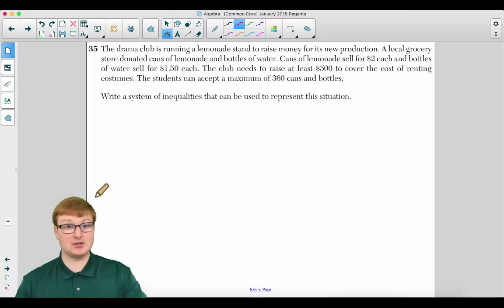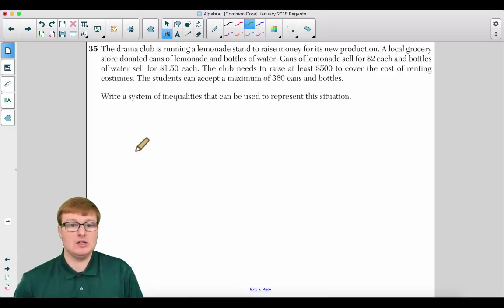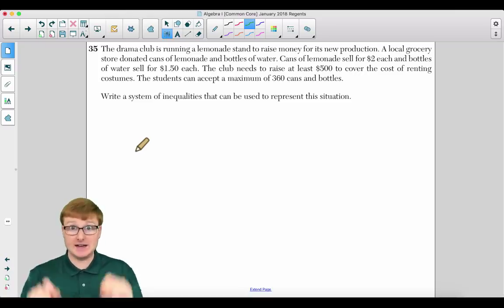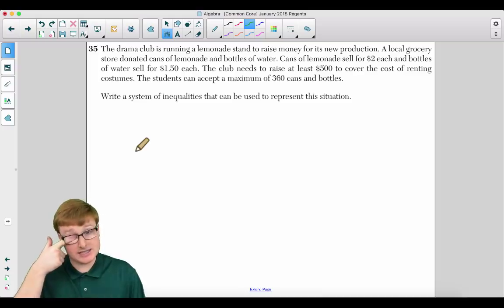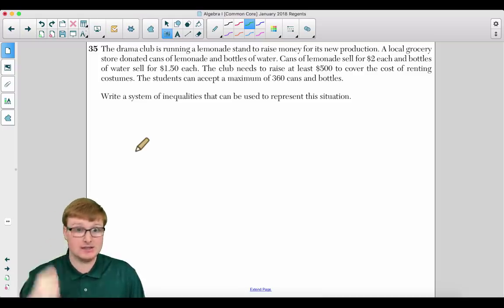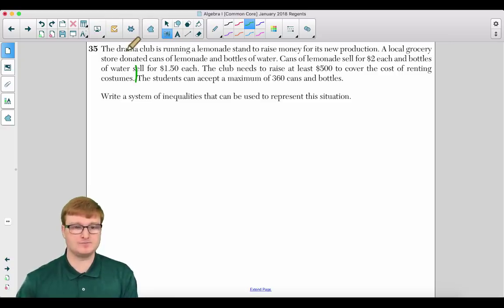Moving on to number 35. The drama club is running a lemonade stand to raise money for its new production. A local grocery store donated cans of lemonade and bottles of water. Cans of lemonade sell for $2 each, and bottles of water sell for $1.50 each. The club needs to raise at least $500 to cover the cost for renting costumes. The students can accept a maximum of 360 cans and bottles. Write a system of inequalities that can be used to represent the situation.